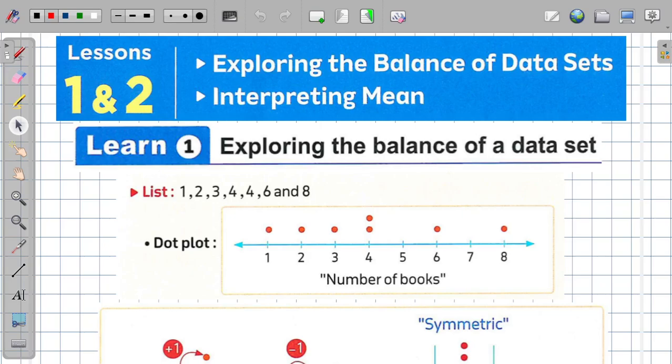Our lessons today are the first and second lessons of the seventh unit of our curriculum for the academic year 2024-2025. This unit talks about measures of central tendency and spread, which is related to statistics. Today we will talk about how to find the balance point on the dot plot for a dataset using more than one method, and also how to find the mean for a dataset on the dot plot using more than one method.